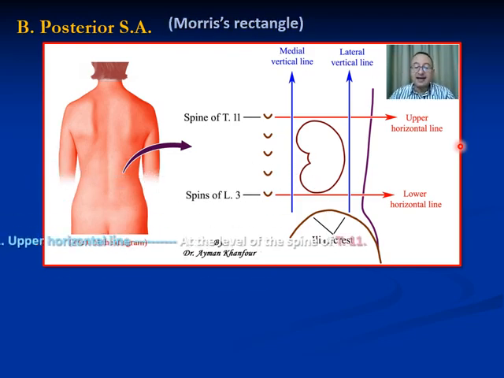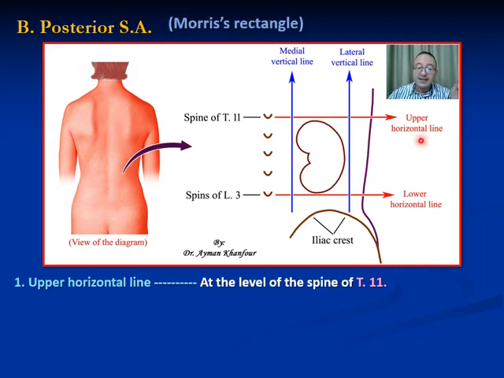I start with the horizontal lines, the upper one and the lower one. The upper horizontal line lies at the level of the spine of T11. I can't say body of T11. Why? Because the spine is slightly directed downwards, at a lower level than the body of the vertebra. So I'm taking here the spine, the part that I can palpate on the posterior surface of the patient. That's the upper horizontal line.